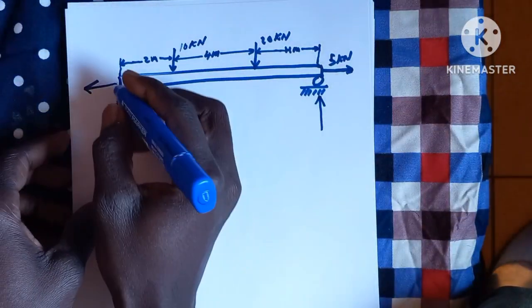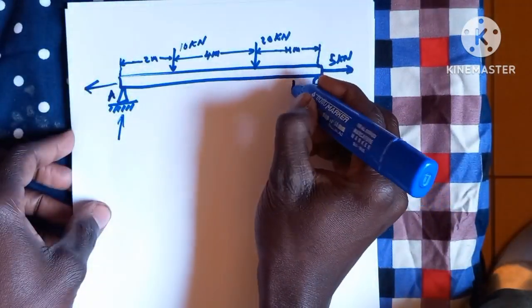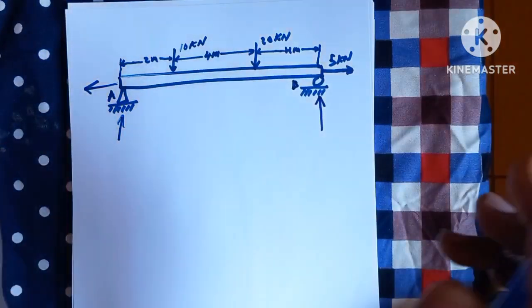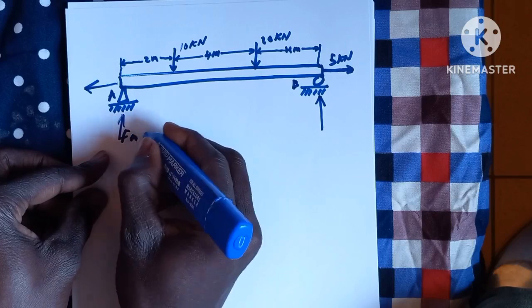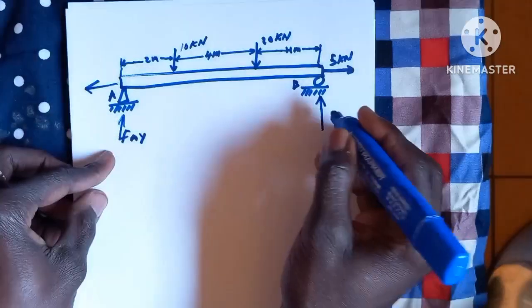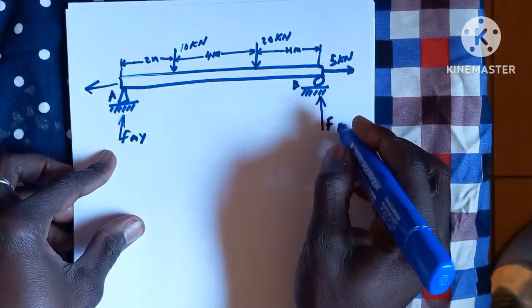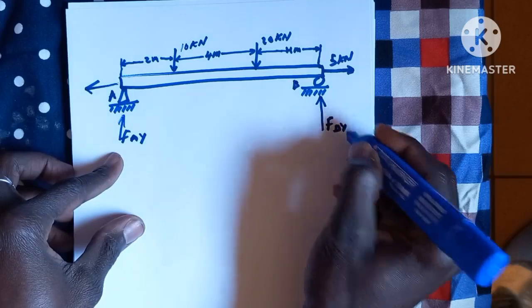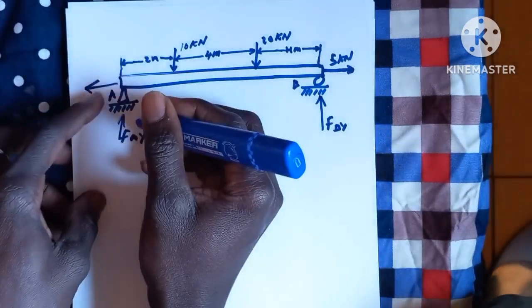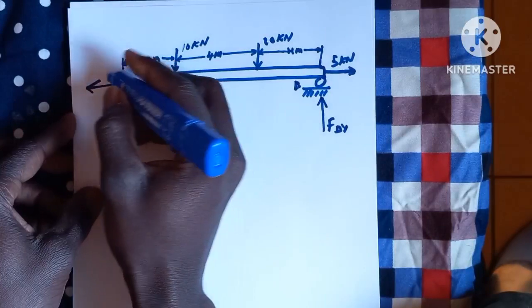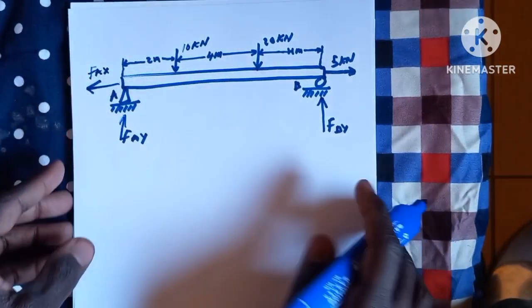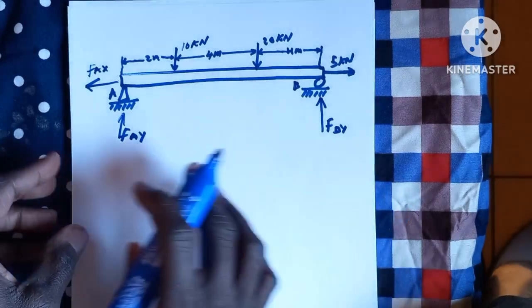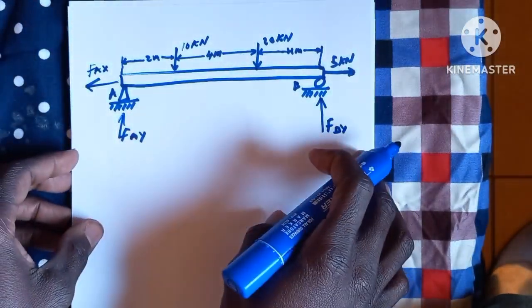If we call this point A and this point B, then the force here we call FAY, and this one we call FBY. We call the horizontal one FAX because it's a force due to A. So now we have found the various reaction forces acting on this beam.